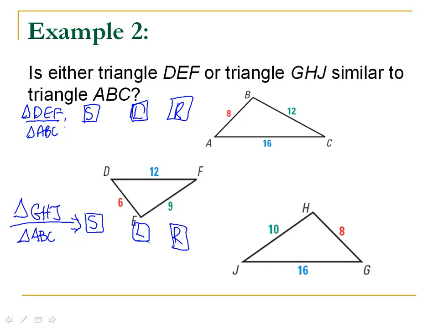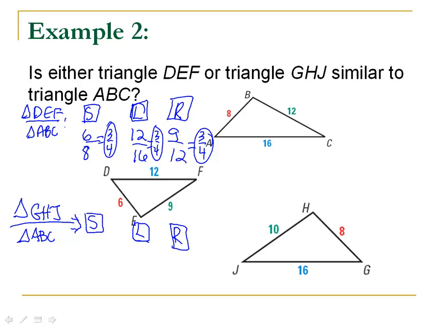All right, welcome back. You should have found for triangle DEF to triangle ABC, triangle DEF, that's 6, 12, and 9. Triangle ABC is 8, 16, and 12. And if I reduce that, I get 3/4. If I reduce this one, 4 goes into both, so that's 3/4. If I reduce this one, 3 goes into both, so that's also 3/4. So these are the same. So I know that triangle DEF is similar to triangle ABC.